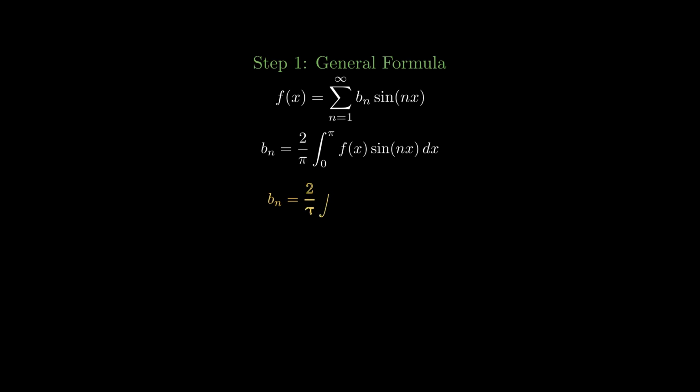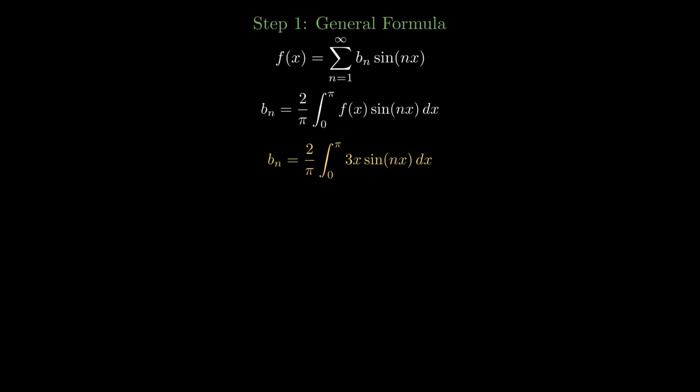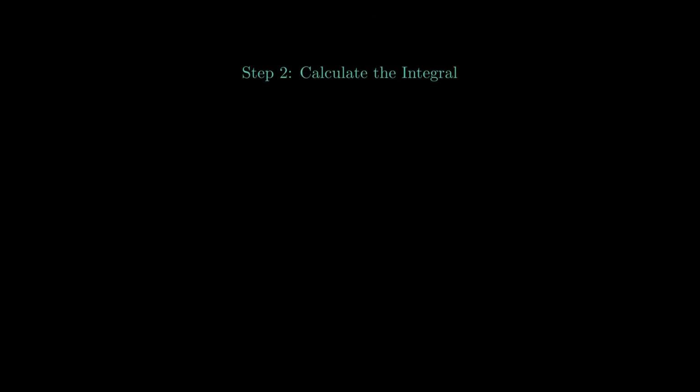Now substitute f of x equals 3x into the formula. We can take the constant 3 outside. So bn equals 6 over pi times the integral of x sine of nx dx from 0 to pi.